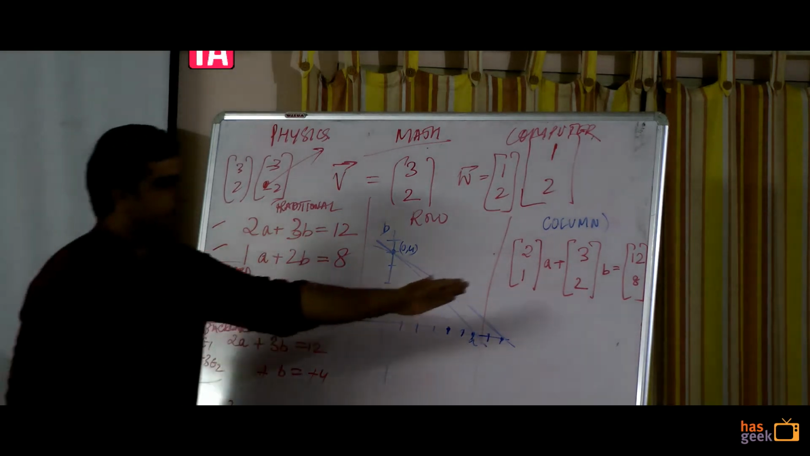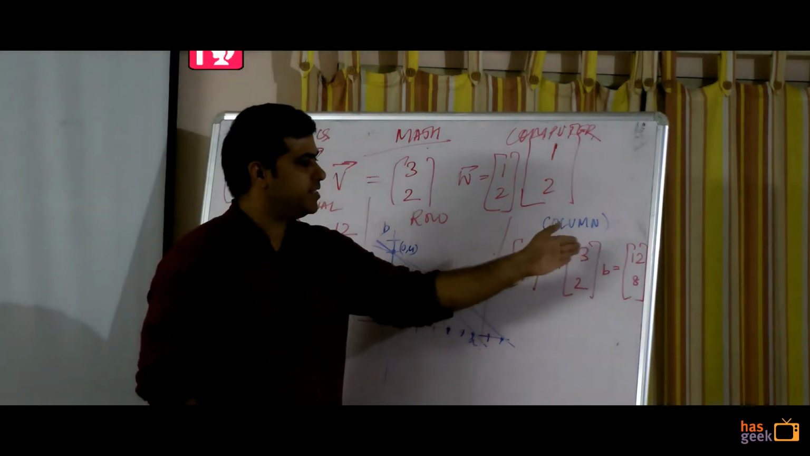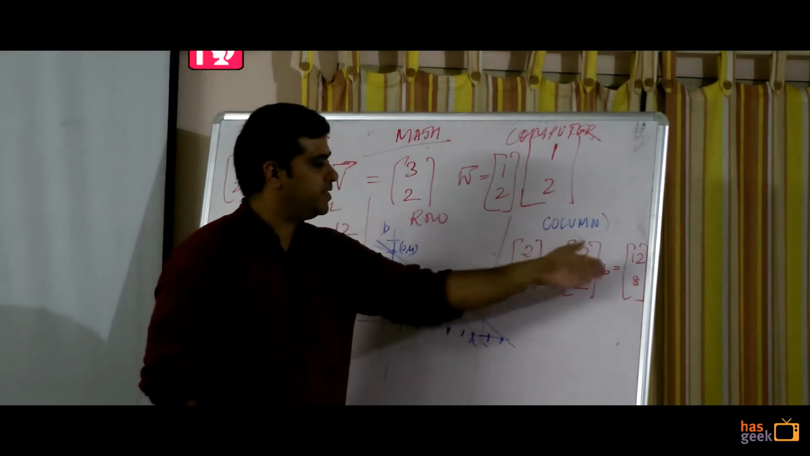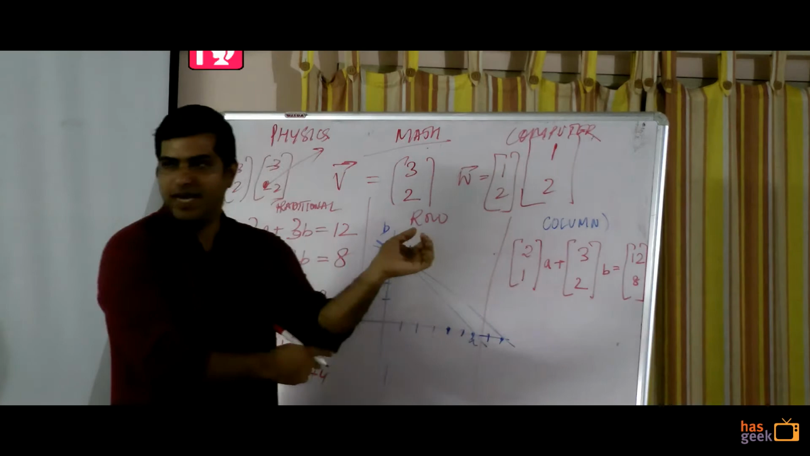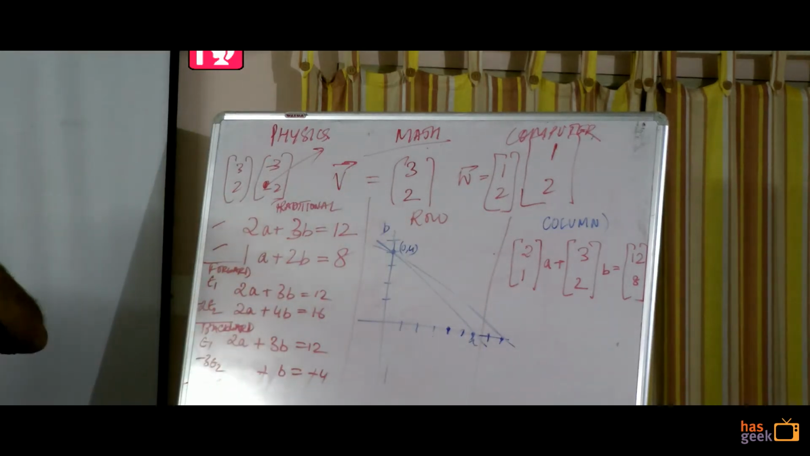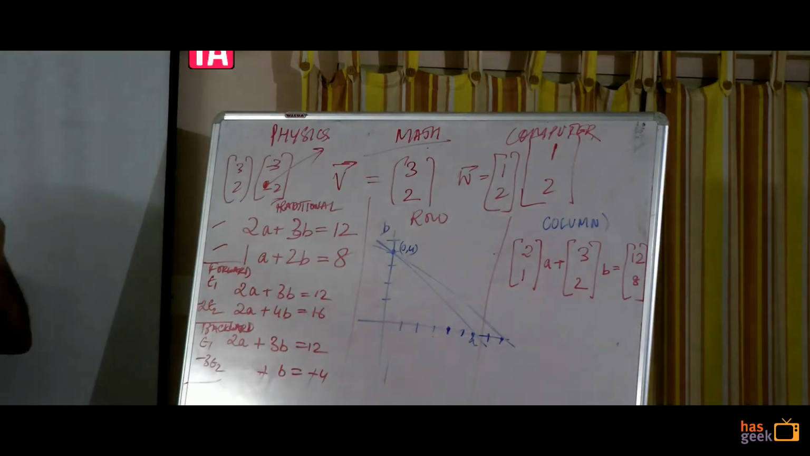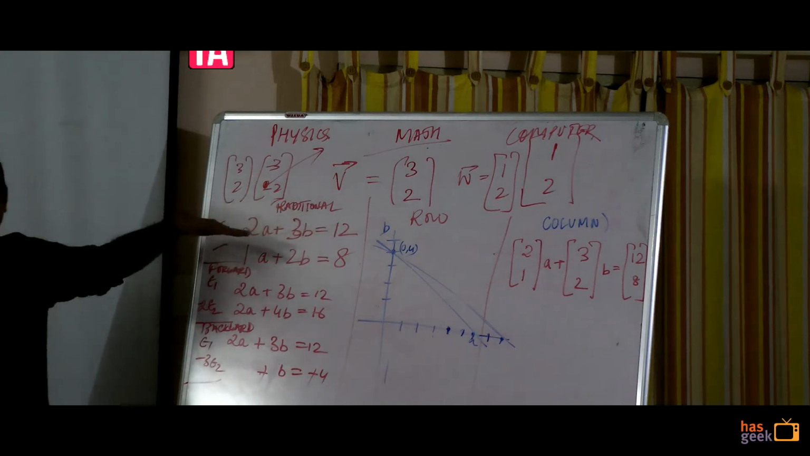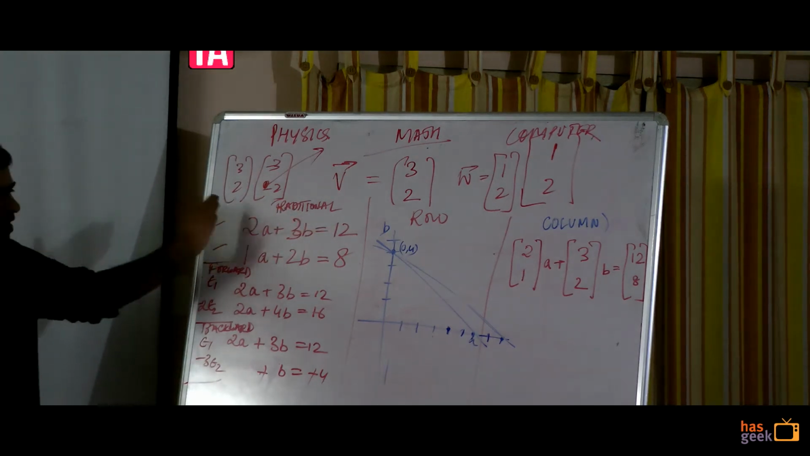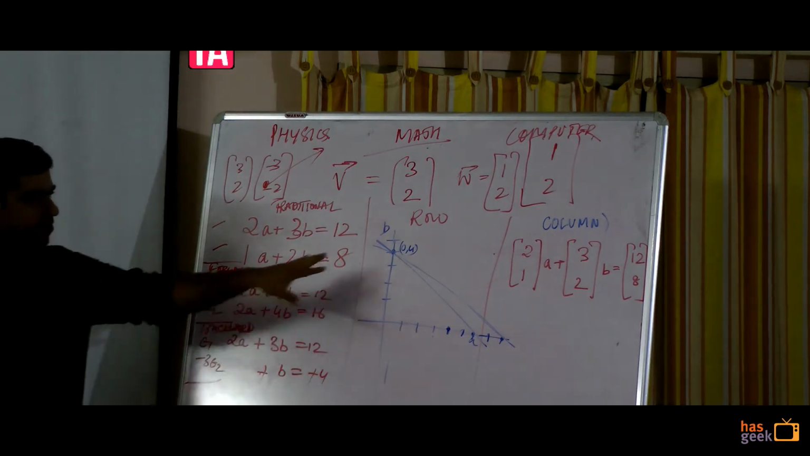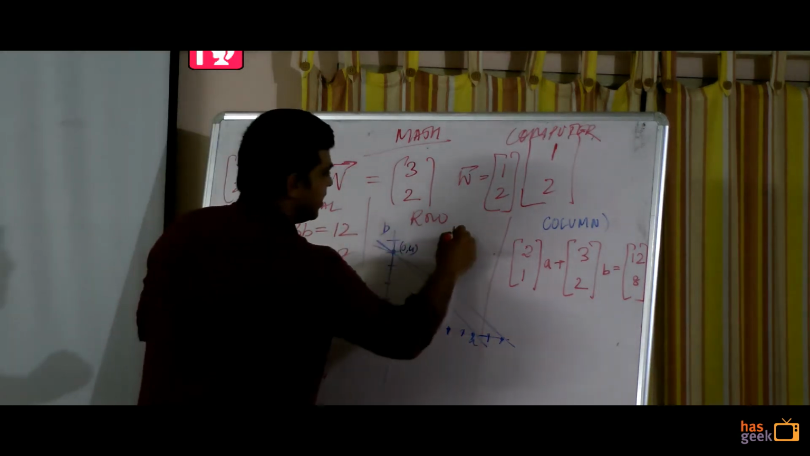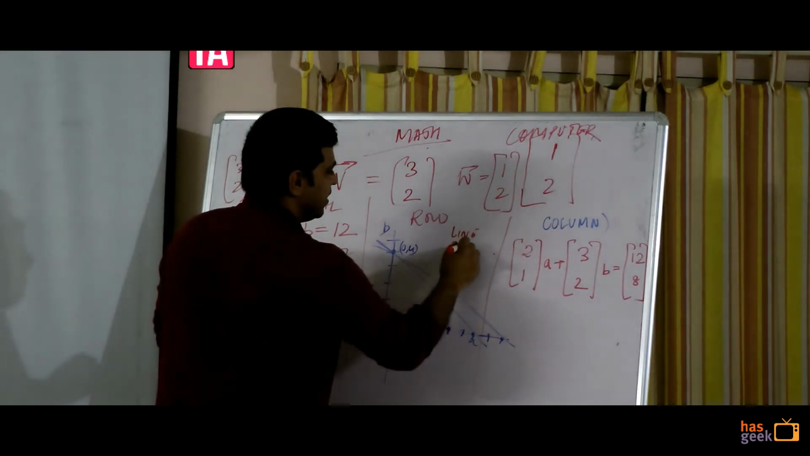So A multiplied by this, B multiplied by this, is equal to 12. So 2A plus 3B becomes 12, and 1A plus 2B becomes 8. Does that make sense? This way is to think about them as lines. If we had three unknowns A, B, C, we would think of them as planes. So we go from a line to a plane.